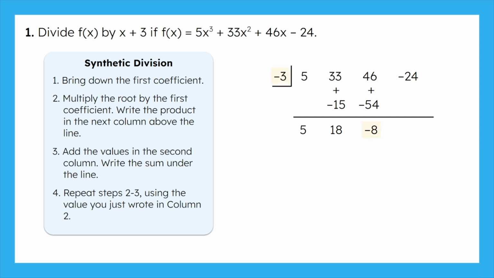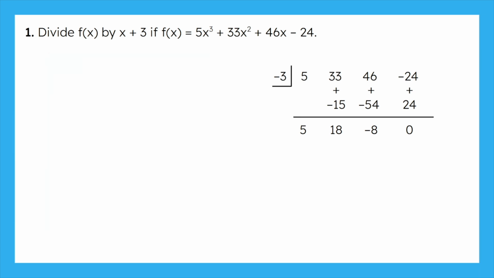Repeat. Negative 3 times negative 8 is positive 24. Add down, and we're left with 0. Notice there are no other terms remaining on the right. That means we're finished dividing, and it's time to write the final answer. To set up synthetic division, we separated the coefficients from their variables. So now we have to put them back together to write the answer. But how do we know which powers of x to use?